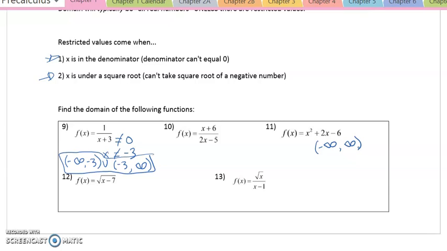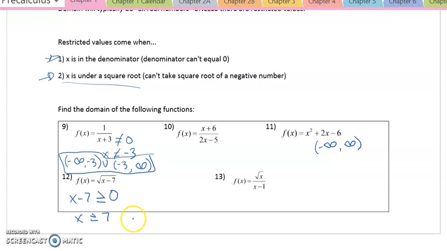12 and 13 are a little different. So for number 12, f of x equals the square root of x minus 7. So now I have this scenario number 2, right? I have an x under the square root. So I know that the value under a square root, which in this instance is x minus 7, has to be positive or it's got to be 0. So we can say it's got to be greater than or equal to 0. It can't be less than 0 because then I get an imaginary number. So by adding 7 to both sides, I get x must be greater than or equal to positive 7.